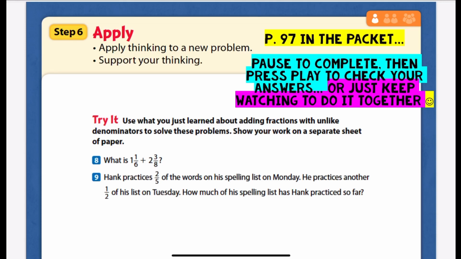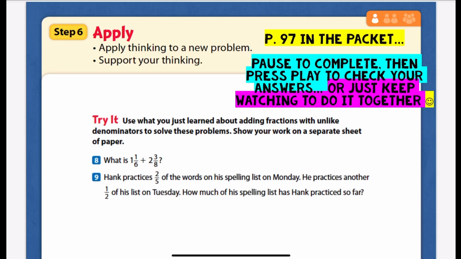Again, if you are following along, you can pause to complete this and then play back to check your answers. Or if you also like this sort of guided practice where I'm doing it with you, we're doing it together, then stay tuned and let's get started.